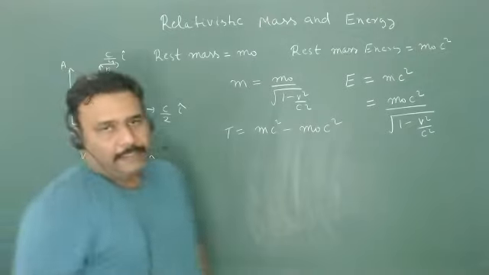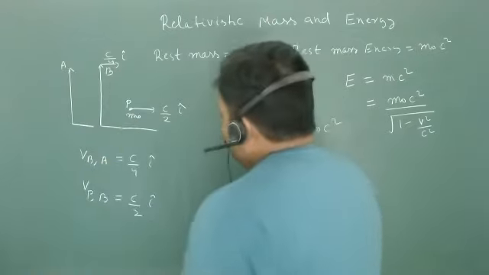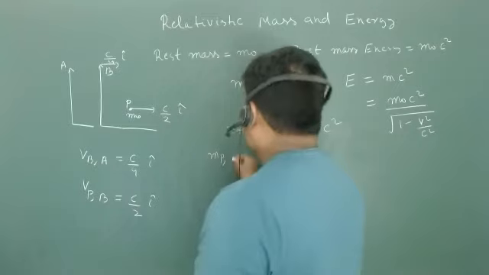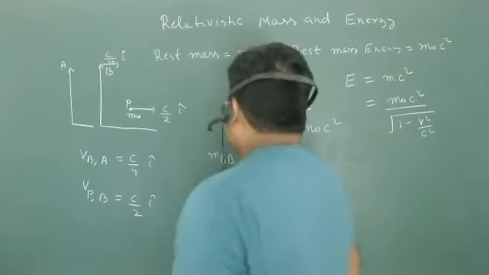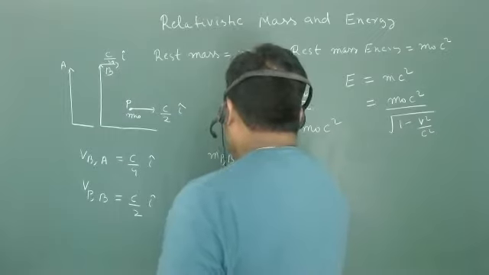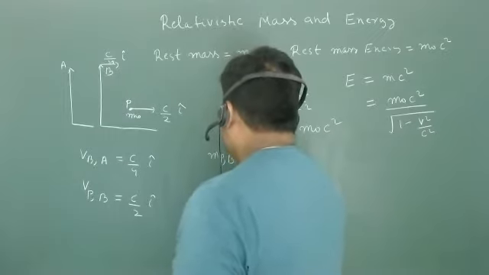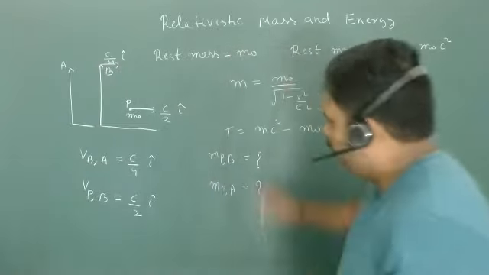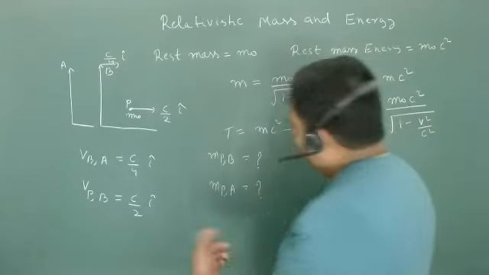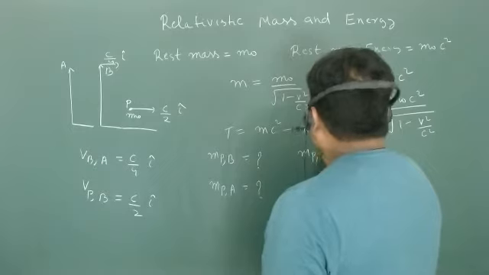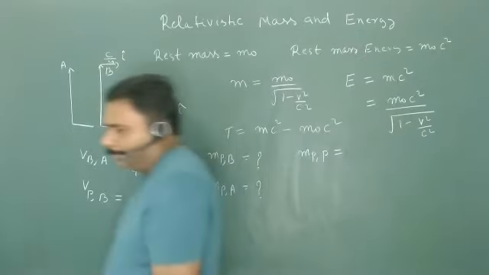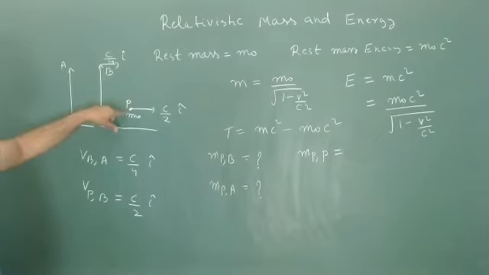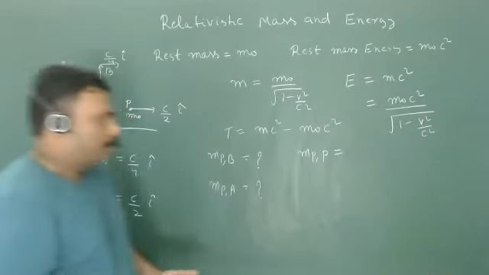My question is very simple. What will be the mass of the particle with respect to B? This is my first question. The second question is, what will be the mass of the particle with respect to A? So we have to calculate these two things. And if I calculate the mass of the particle with respect to the particle, what will be this value? If an observer sits on the particle, what will he measure? He will measure m naught, obviously.